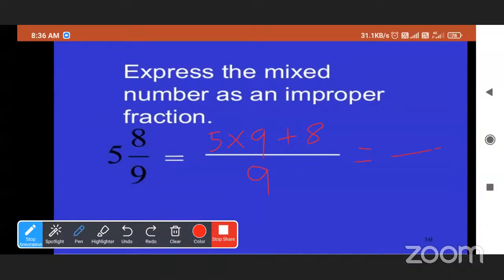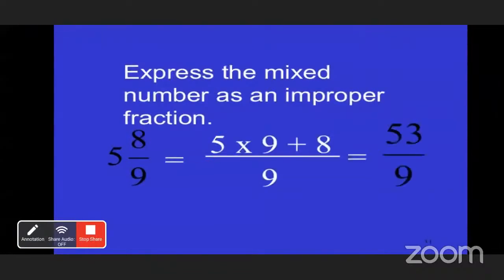Now, 5 nines are 45. 45 plus 8 is 53. So the required improper fraction is 53 upon 9. It is very easy to convert a mixed number into an improper fraction. Good. Now we'll see the answer. See here, 53 upon 9 is the correct answer.